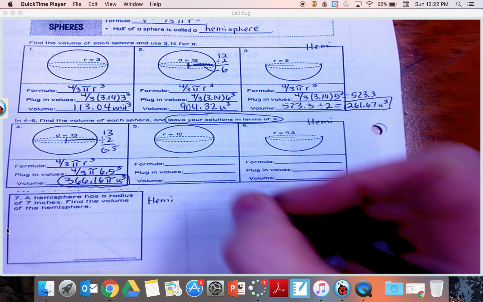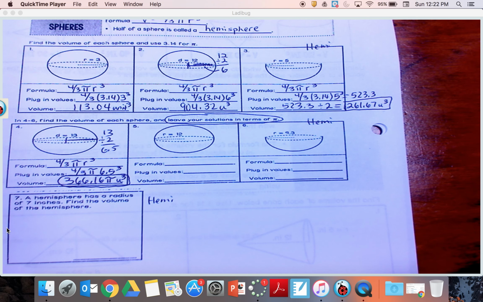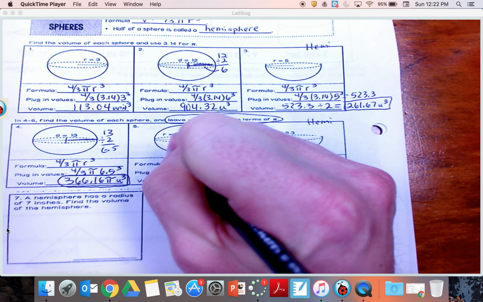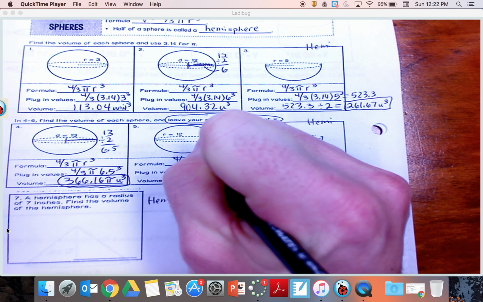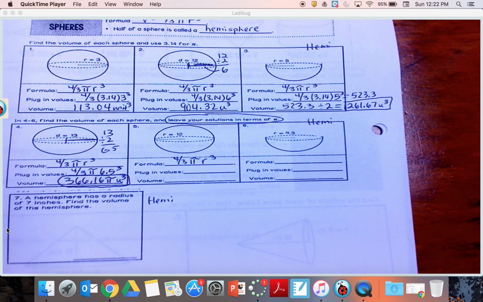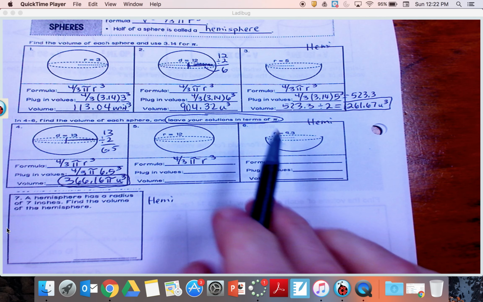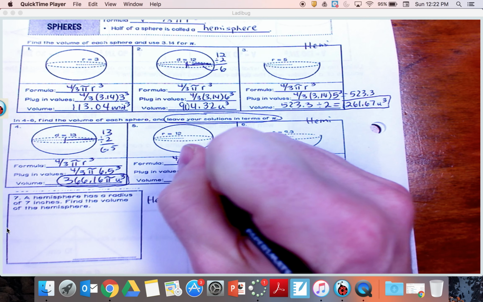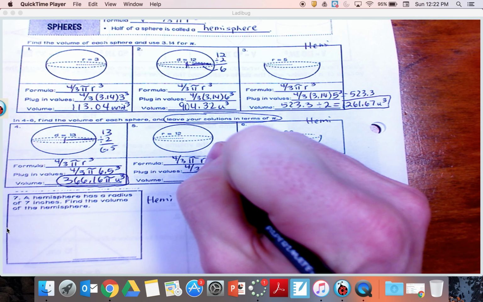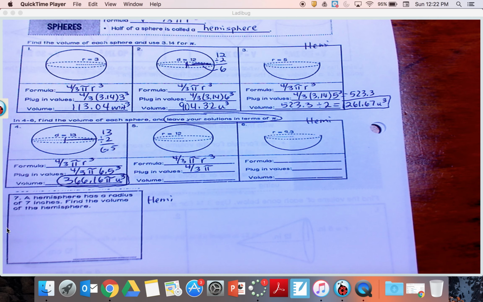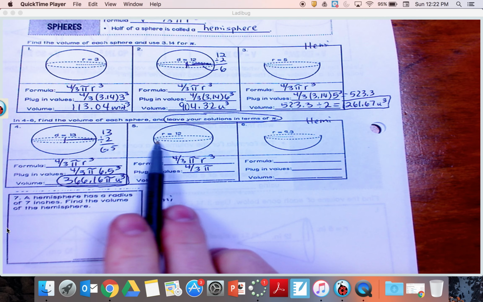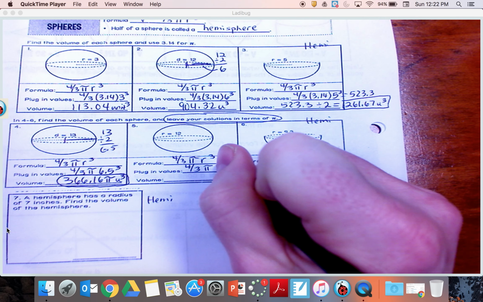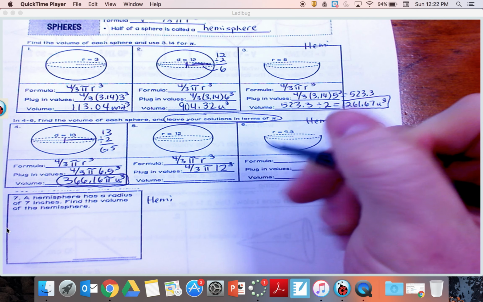So if I do the second one in this group of problems, I do the same thing. I get 4/3 times pi times the radius cubed. Remember, I want it in pi notation for this. So I know I'm going to use the 4/3 and the pi, but I'm just going to leave it as pi. I'm not going to do the 3.14. And my radius, this is a radius because it's halfway. I'm going to take 12 to the third power.